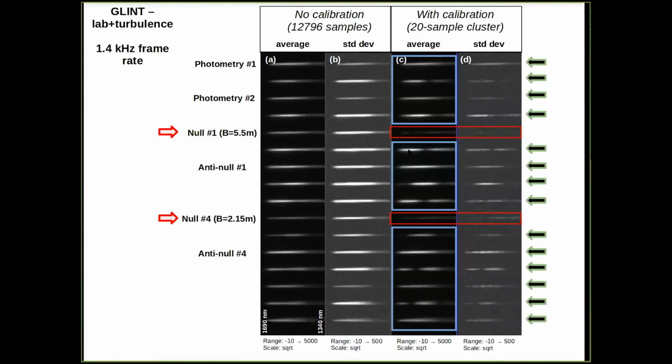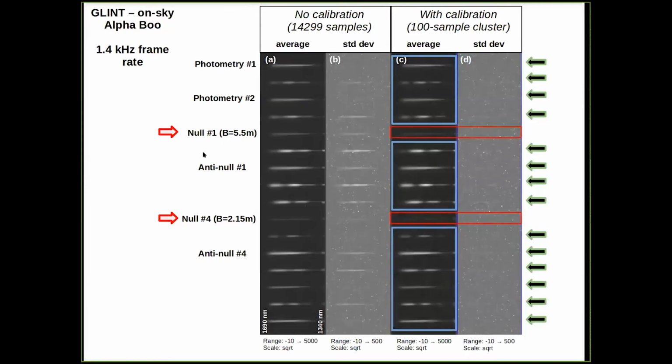in the lab on Glint, and on the left side is without calibration, and the right side is with calibration. The calibration uses the blue box, which is the wavefront sensor inputs, to calibrate the red box, which is the null output. And we can see that there is a very significant gain in both the null depth, but also the null stability. The average is in column C, and column D is the standard deviation. So not only is the null very deep, but it's also very stable compared to the no calibration case.